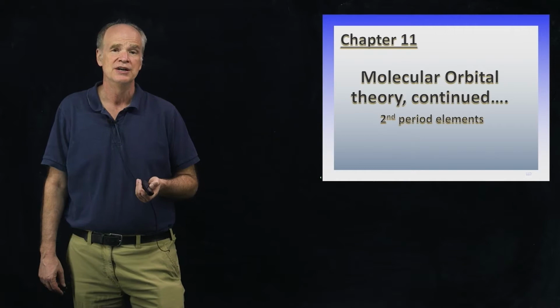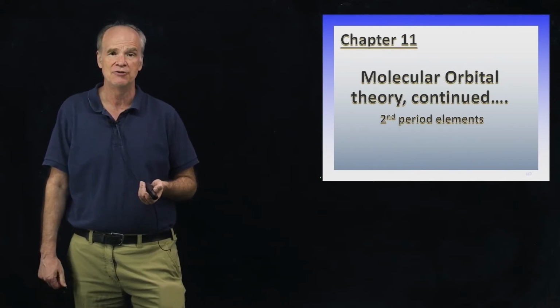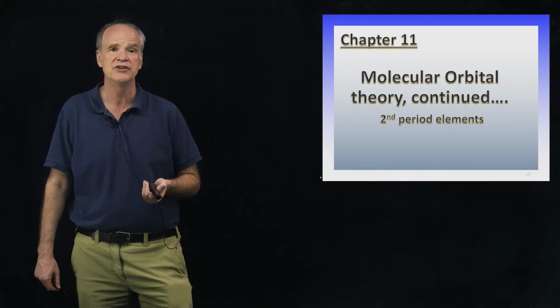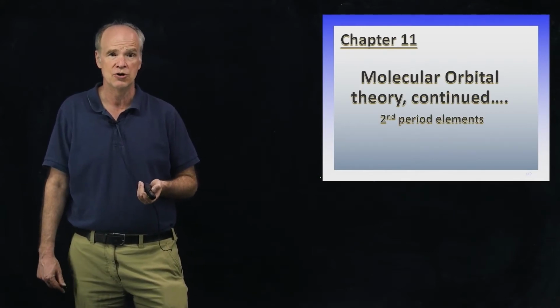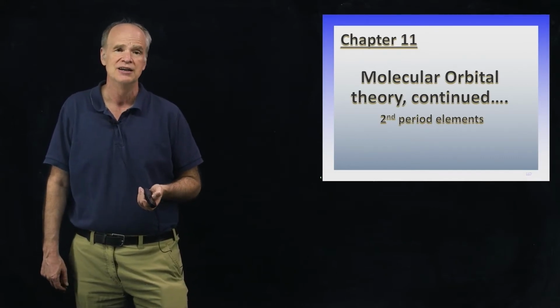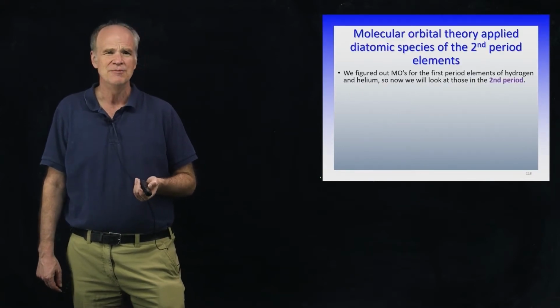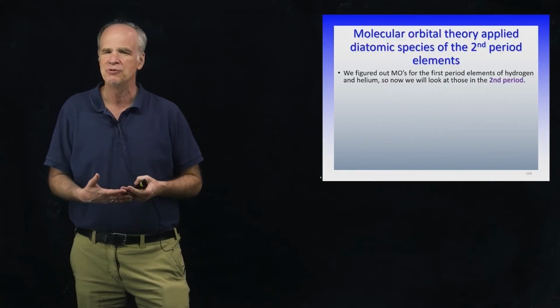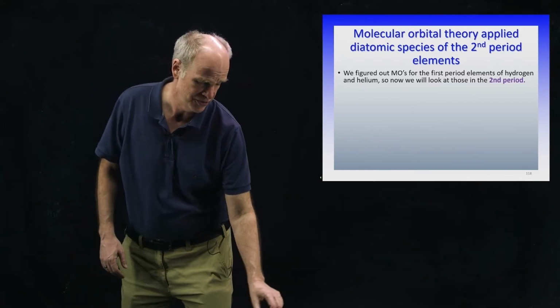What we're going to do is look at elements in the second period, how for any particular element we can take two of them, bond them together, and form molecular orbitals. And what we'll see is the molecular orbitals are a little bit more complicated than the ones we got for hydrogen and helium. So let me just reveal a little bit about how we figured out the molecular orbitals we got for hydrogen and helium.